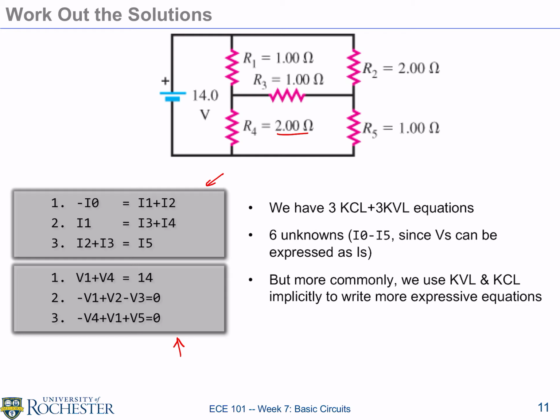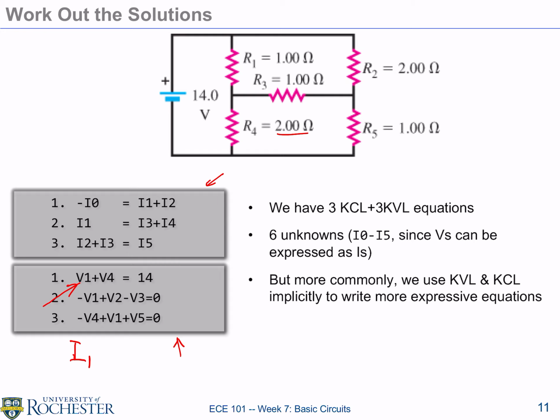So then we have lots of I's. We have 6 I's, 5 V's, right? So altogether, we have 6 unknowns, because any of these V can be translated into, oh, what is the resistor R1? It's 1. So convert that to I1. So if you think about it that way, we have 6 unknowns, I0 to I5. 6 equations, 6 unknowns, great.